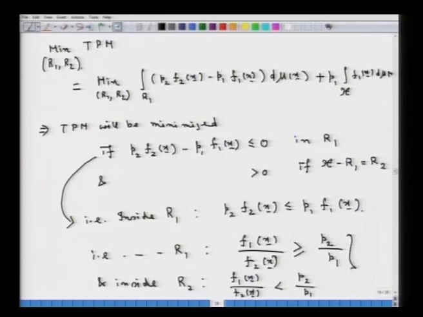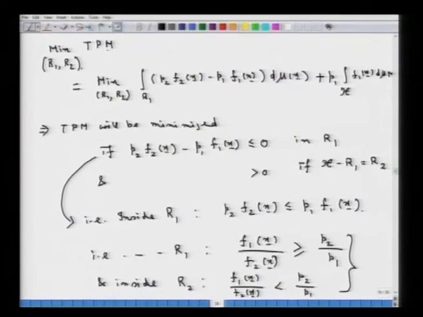So, when we have this particular partition, given a particular x, one computes this ratio, and if that is greater than or equal to P2 by P1, then that x is assigned to R1, and otherwise, if this ratio is less than P2 by P1, then the corresponding x is assigned to R2. This is the optimum partition, which is going to minimize the total probability of misclassification.